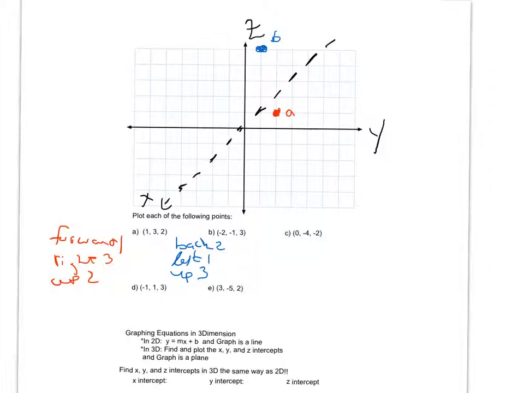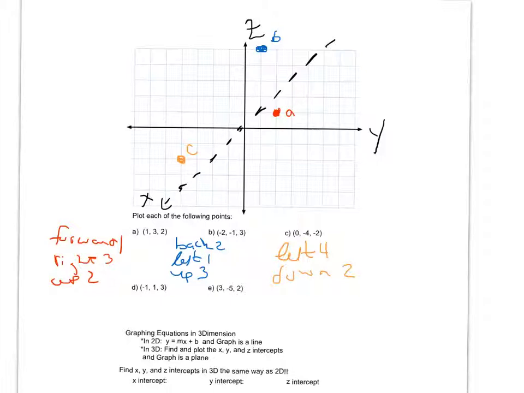Looking at letter C, this tells me to go forward or backwards 0. So I'm going to stay at the origin, and then I'm going to go left 4 and down 2. So starting at the origin, I'll go left 4 and down 2 and put my point there. That's going to be my C. I would encourage you to pause, try D, check to see how you did. Pause, try E, check to see how you did.